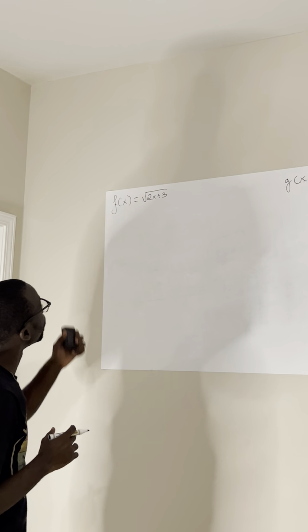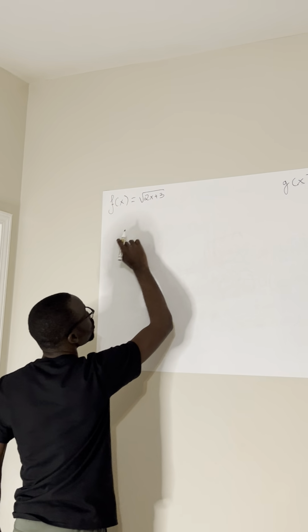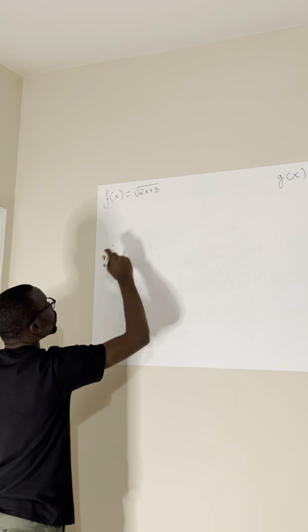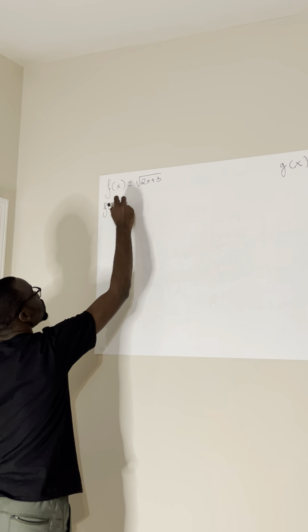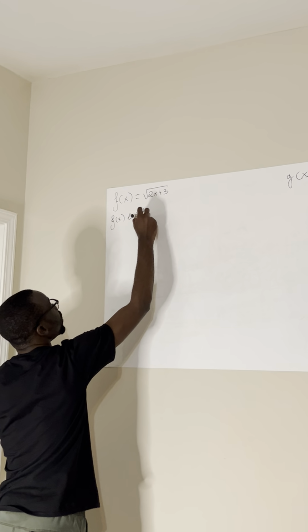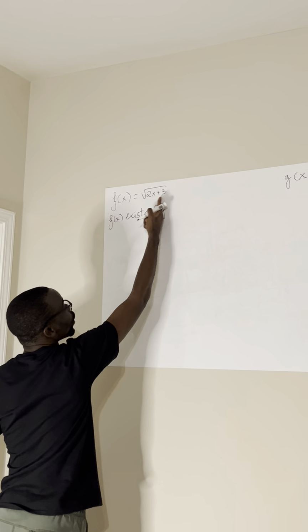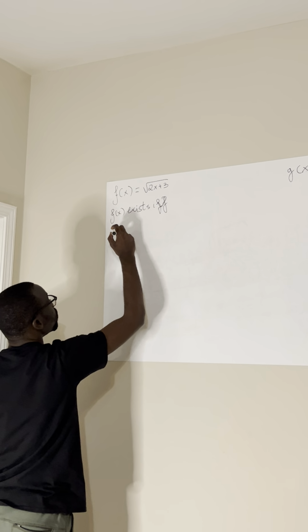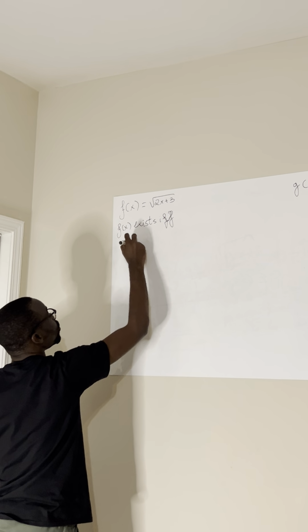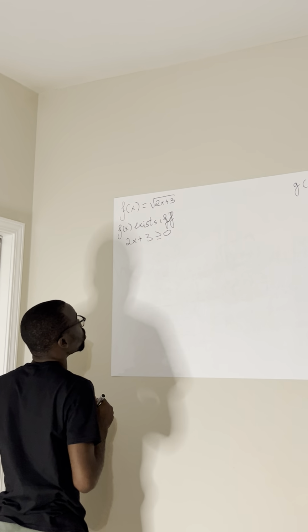Next, let's look at this example. f of x equals square root of 2x plus 3. Well, f of x exists if and only if whatever is under the square root is bigger or equal to 0. So, if and only if 2x plus 3 is bigger or equal to 0.